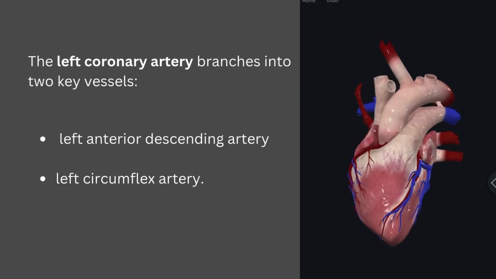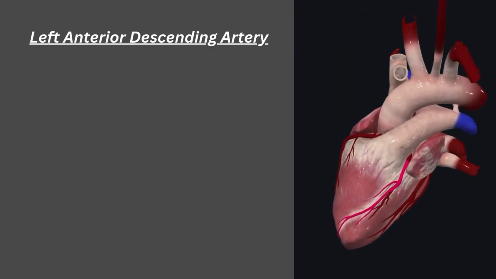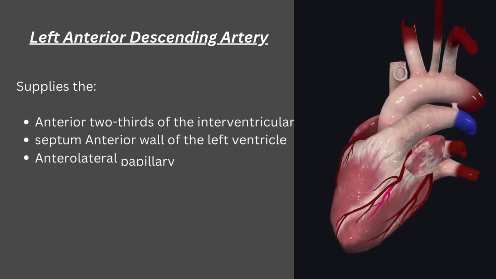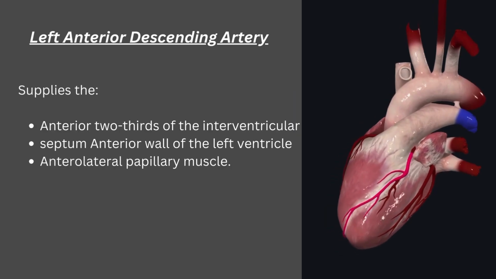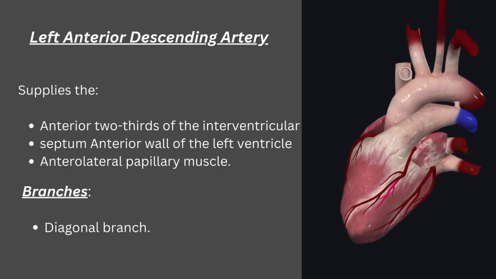Next, let's discuss the coronary arteries, which supply blood to the heart muscle itself. The left coronary artery branches into two key vessels: the left anterior descending artery and the left circumflex artery. The left anterior descending supplies the anterior two-thirds of the interventricular septum and the anterior wall of the left ventricle. It also provides blood to the anterolateral papillary muscle. It also gives a diagonal branch.